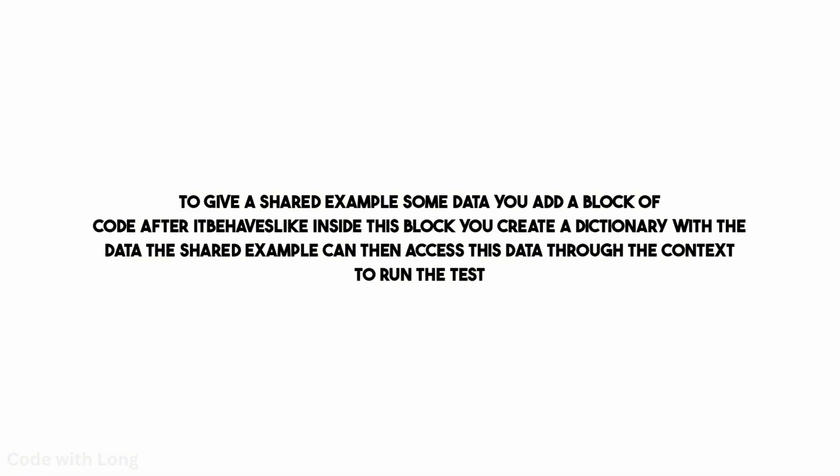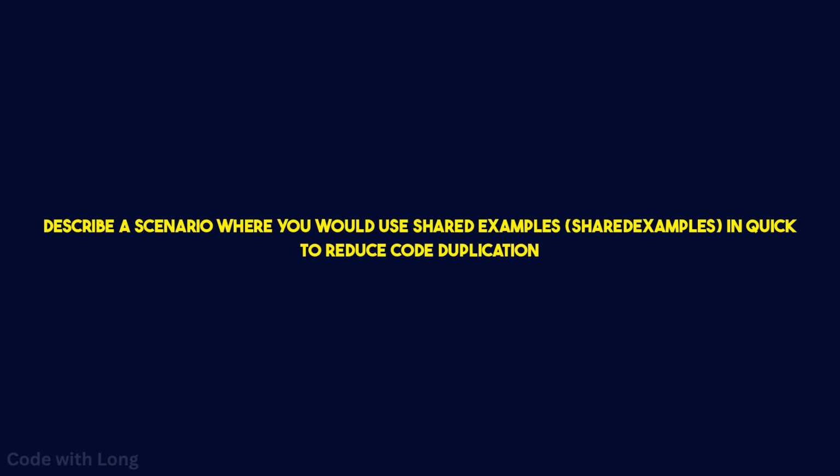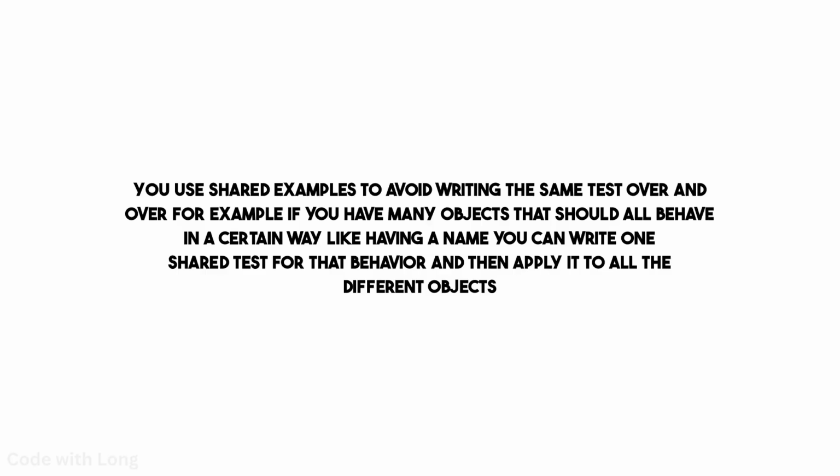Inside this block, you create a dictionary with the data. The shared example can then access this data through the context to run the test. Describe a scenario where you would use shared examples in Quick to reduce code duplication. You use shared examples to avoid writing the same test over and over.